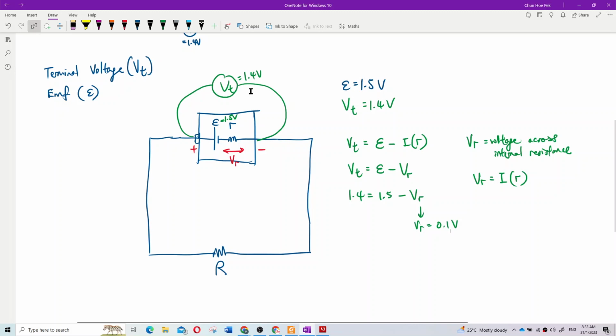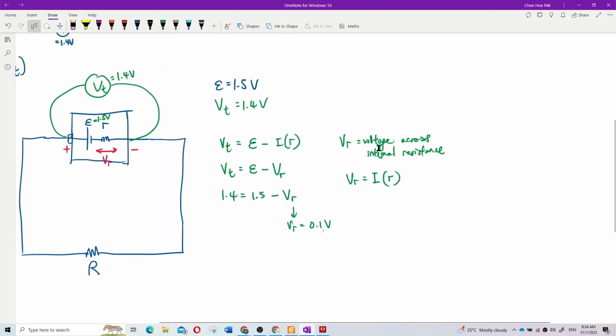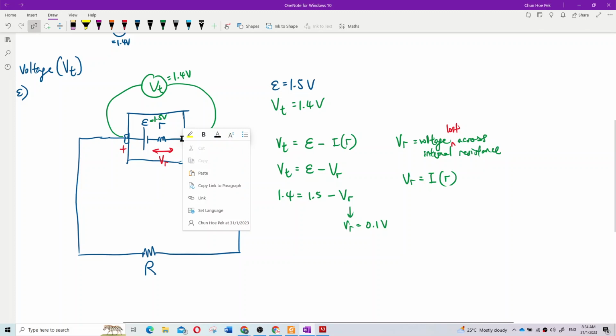So how to get the terminal voltage? Very simple. Just the EMF minus the voltage across internal resistance. Because we can say this voltage across internal resistance is like voltage loss, lost through the internal resistance. So it only supplies the external circuit with 1.4 volt.